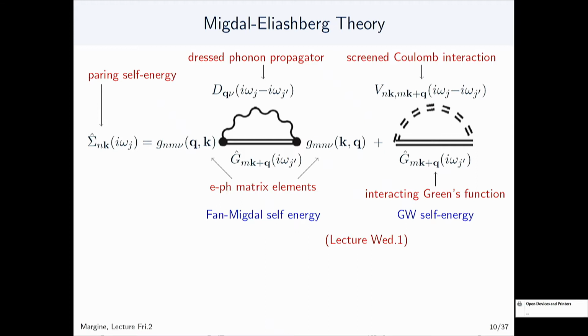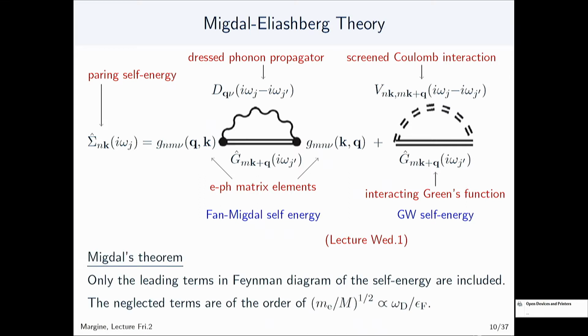Yeah? So this is nothing else but the Fan-Migdal self-energy, where the vertex, the gamma vertex, was neglected. D is the dressed phonon propagator, g are the electron-phonon matrix elements that we can calculate, and this capital G is the interacting Green's function. While this term here describes the electron-electron interaction, and in principle it can be calculated, it is the GW self-energy, and can be obtained from a GW calculation.